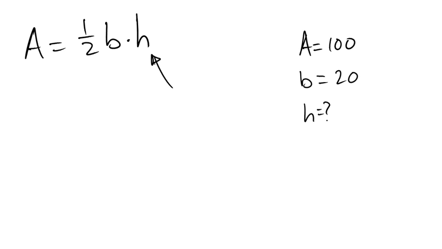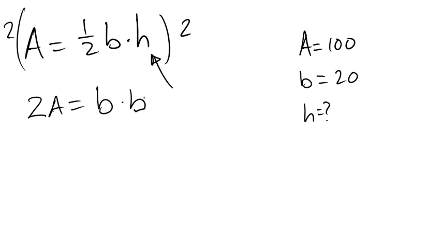by 2. If I multiply both sides by 2, you can see this becomes twice the area, and that would equal 2 times 1/2, which is just 1, so twice the area would equal base times height. Now, because I'm looking to get the height alone, I'll divide both sides by the base, and I get twice the area divided by the base equals the height of this triangle.